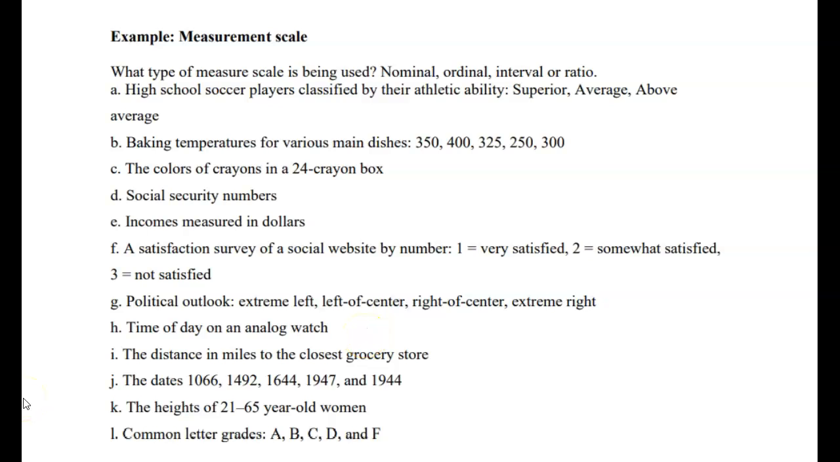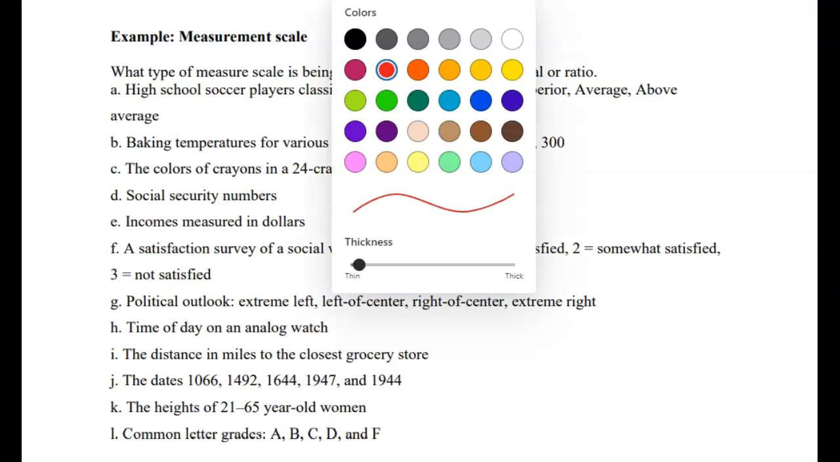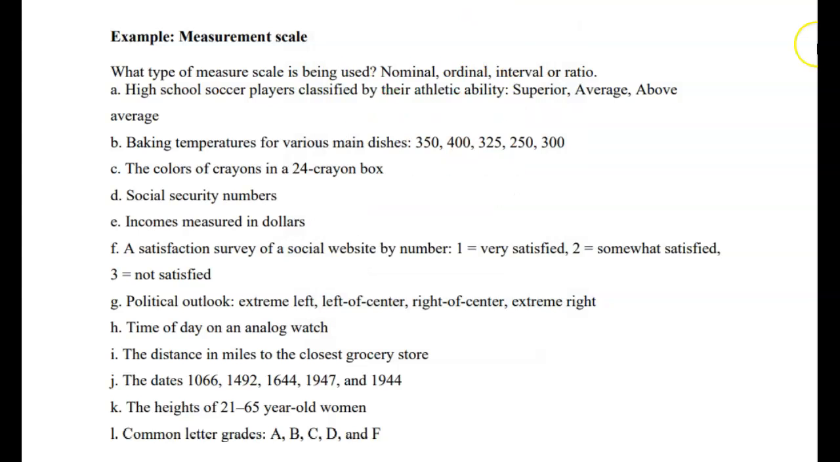Welcome. So in this example, we're going to look at measurement scales. We're going to classify each of the measurements by specifying whether they're nominal, ordinal, interval, or ratio. Nominal and ordinal scales are qualitative or categorical. They're both words that mean the same thing. These are qualitative.